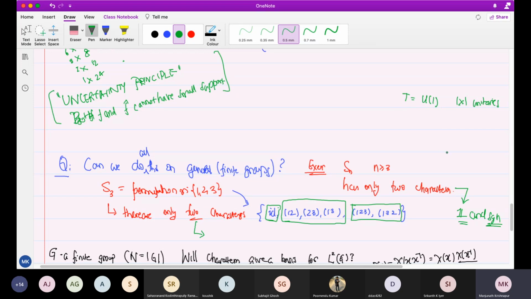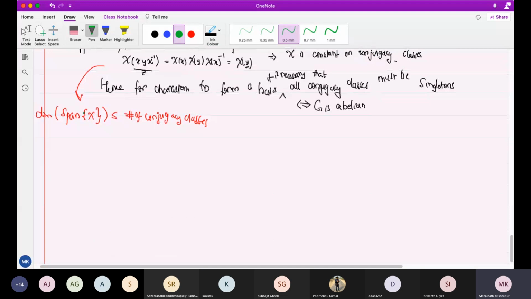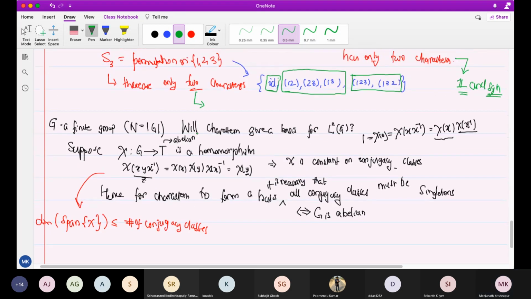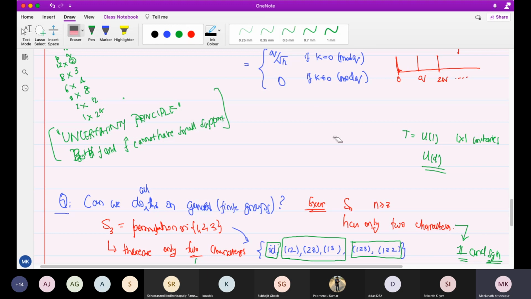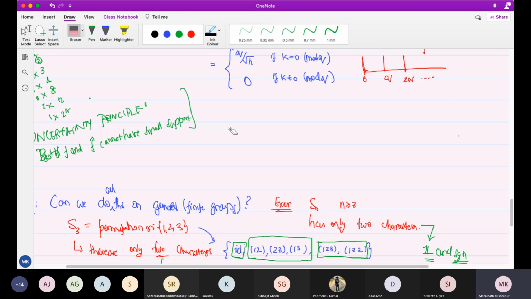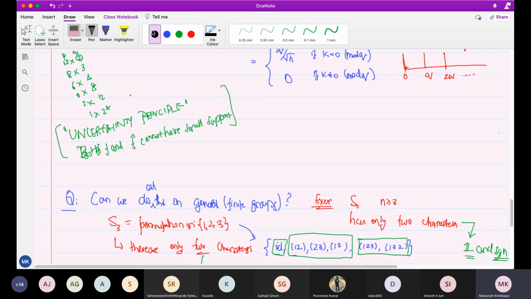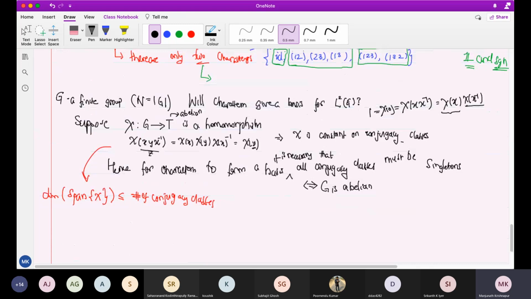So when one studies more general groups, one looks at homomorphisms into general unitary groups, and defines characters in terms of that. If you do all that, then the dimension of the span of the characters becomes equal to the number of conjugacy classes. But we are not interested in the non-abelian case, so we won't have anything to do with that. There is a Fourier analysis for the non-abelian situation also, but we are not going there. So this is where we will stay.